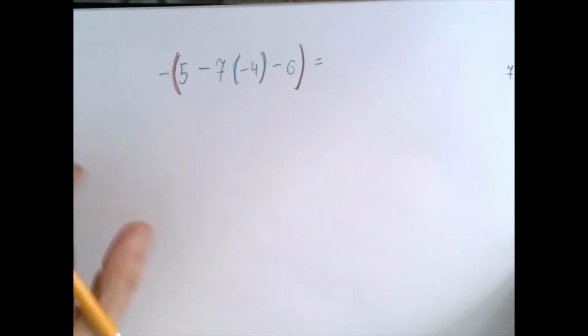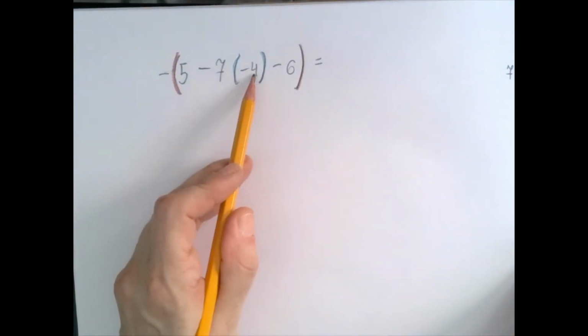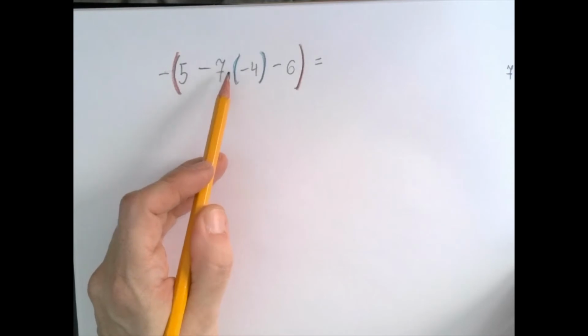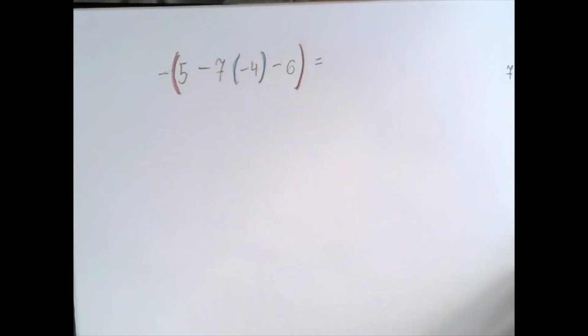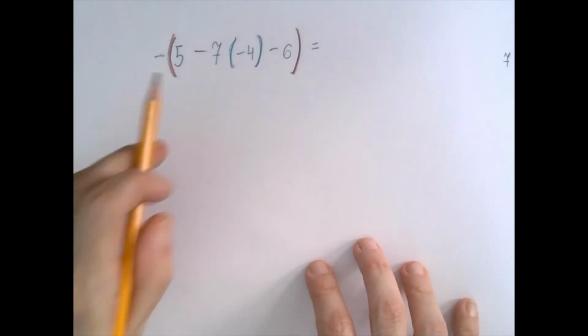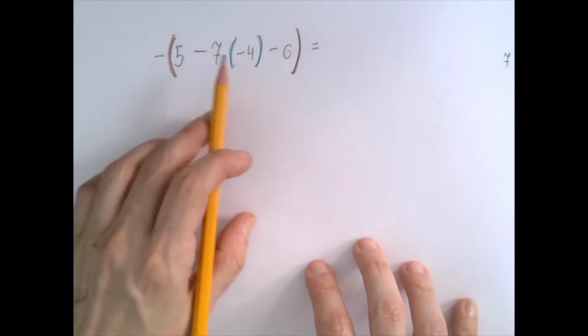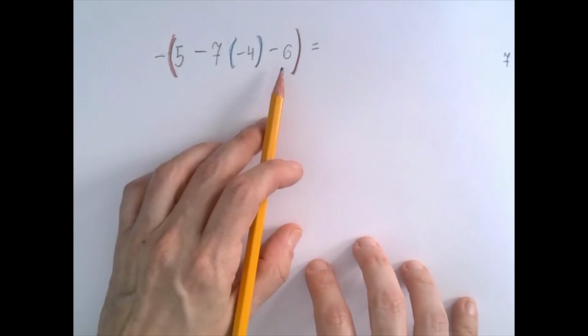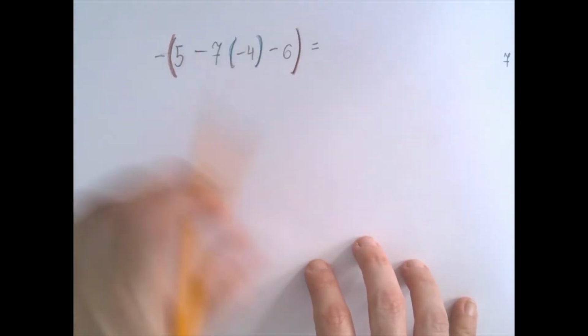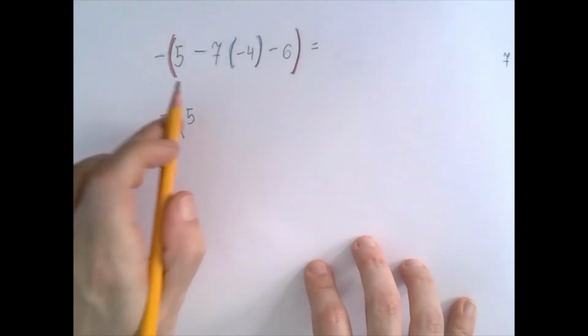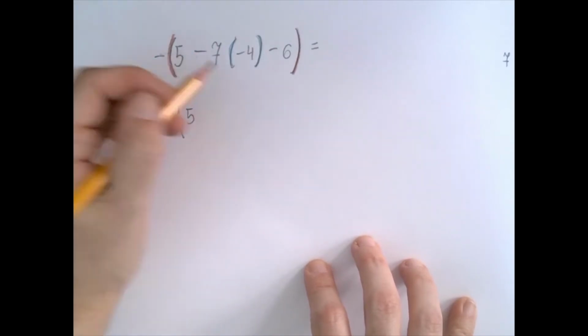Because of the parenthesis, this negative sign describes this number as negative, and between 7 and -4 there is nothing indicating multiplication. So what's the plan? From 5 we're going to subtract whatever 7 times -4 is. When we're done, we subtract 6, and then we take the opposite of the whole thing.